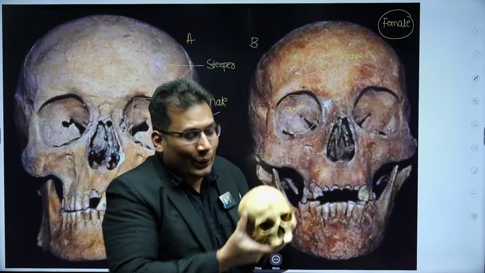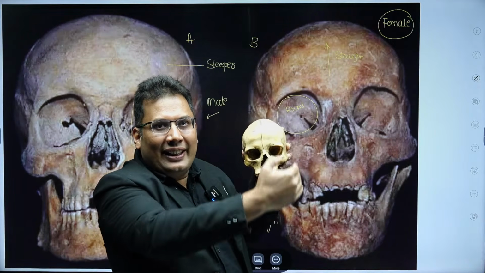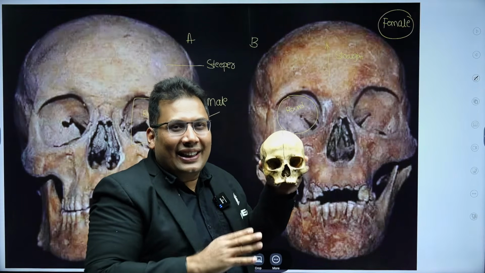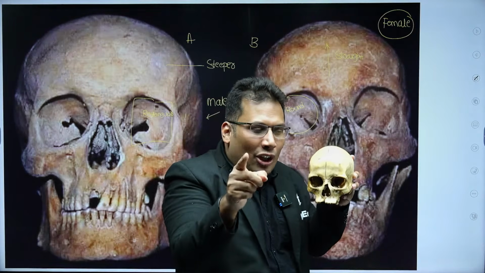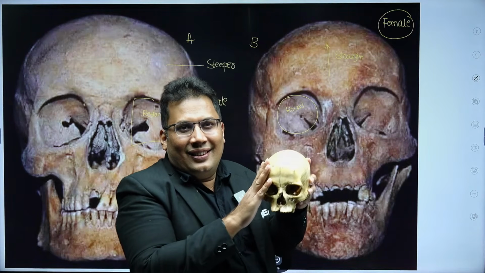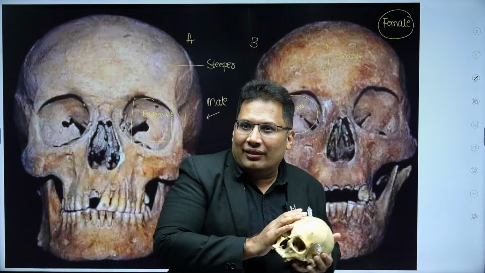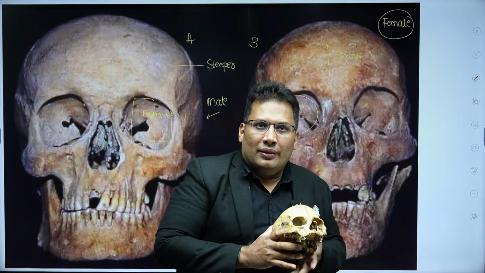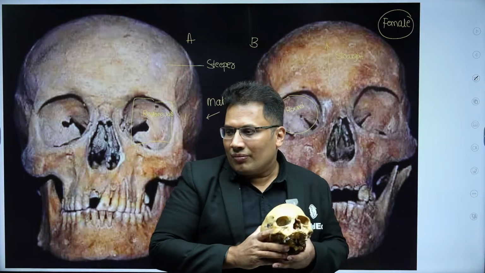And look at the skull. The cephalic index is 78, 79, less than 80. Then it is mesaticephalic, belongs to Indians. So this is how you can calculate the age of the person, gender of the person, and also race of the person.